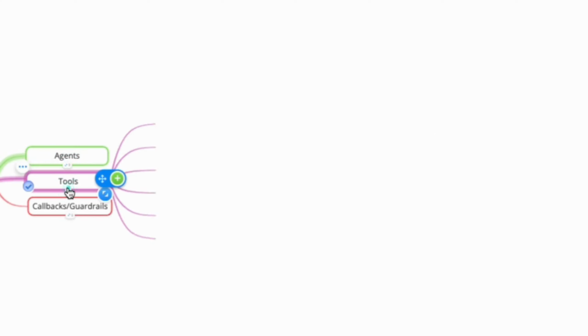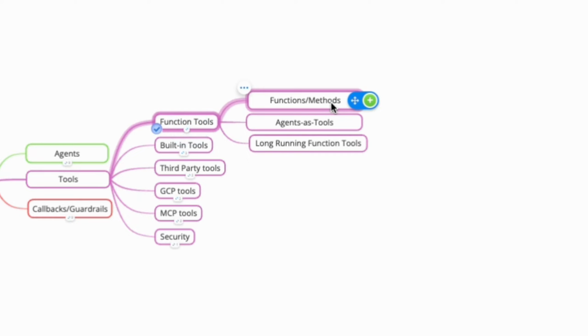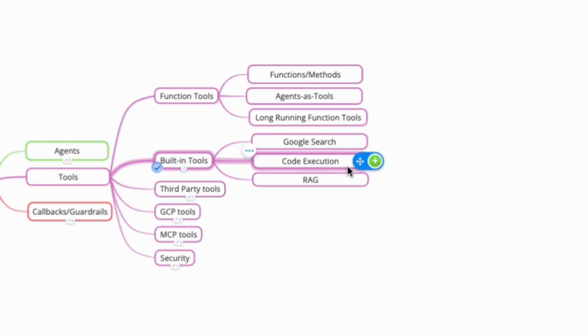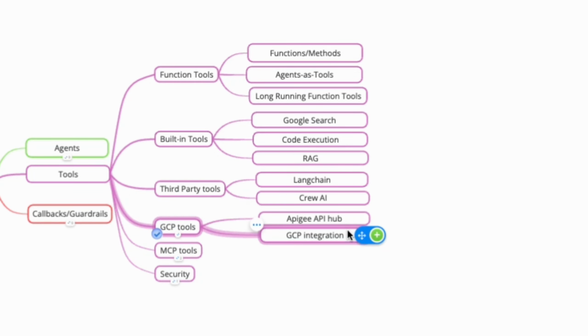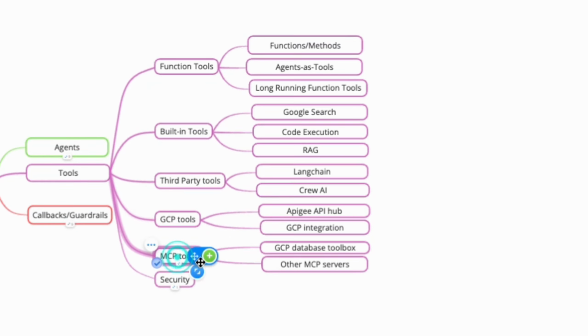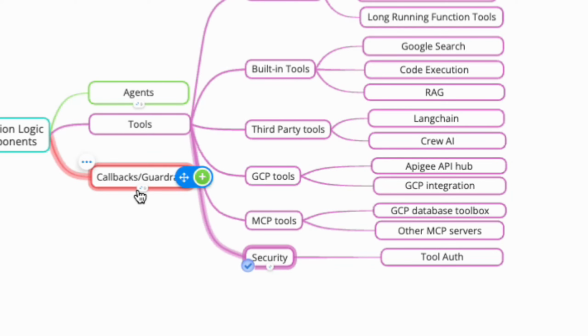Then we have tools. Tools are what agents use to accomplish certain tasks. We have different kinds of tools available in Agent Development Kit. Function tools are those that are defined as functions, which can also have agents as tools. Built-in tools include Google Search, Code Execution, and RAG. Third-party tools like LangChain and Crew AI are supported. Tools like Apigee and other GCP components are supported, in addition to MCP and security, which is tool-based.